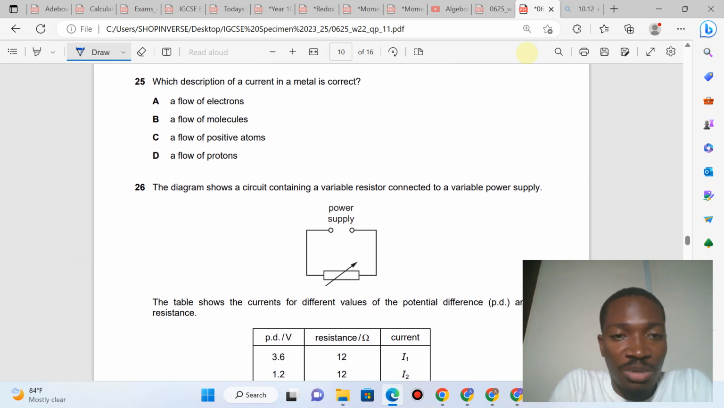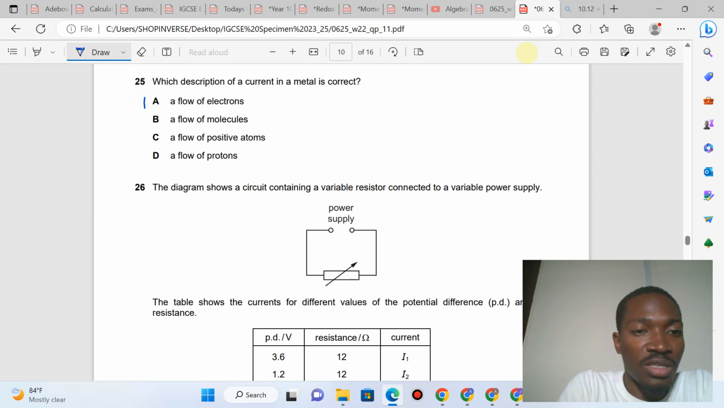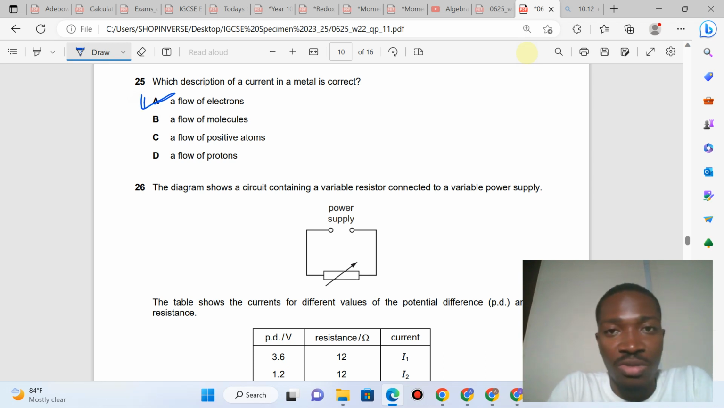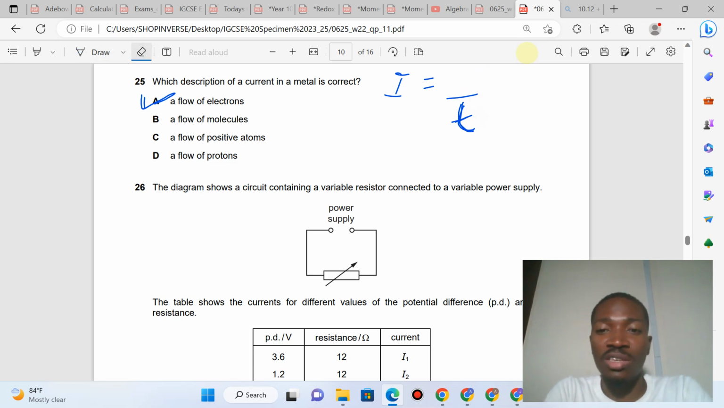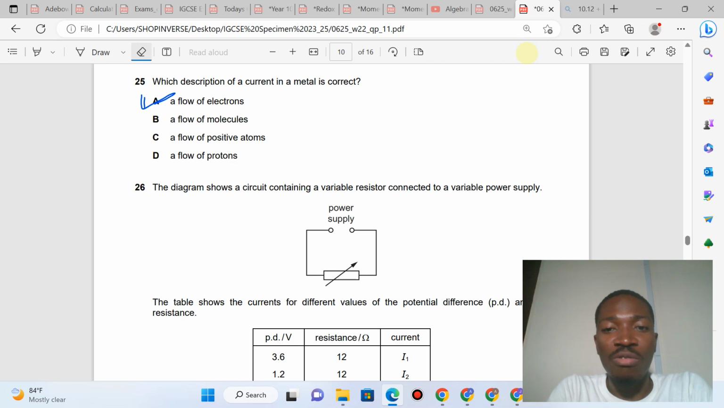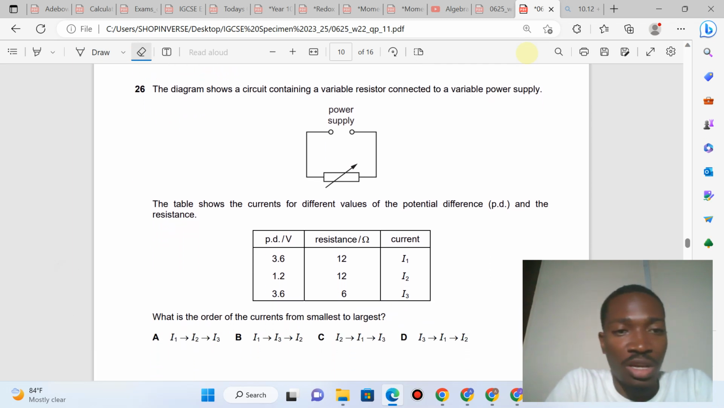25. Which description of a current in a metal is correct? A. Flow of electrons. B. Flow of molecules. C. Flow of positive atoms. D. Flow of protons. A current is a result of flow of electrons. Why? Because electric current is defined as the rate of flow of electric charges with time, and those electric charges are the electrons, the negative charges. So electric current is due to the rate of flow of electrons through a circuit.